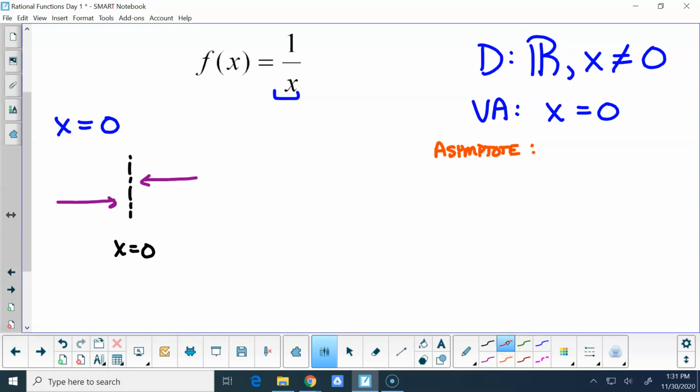Well, if I'm over here on the left side, I'm negative, right? So I would be like negative 0.1, let's say. That's pretty close to 0. So the value of my function would be 1 divided by negative 0.1. Which is what? 10? Negative 10, right?